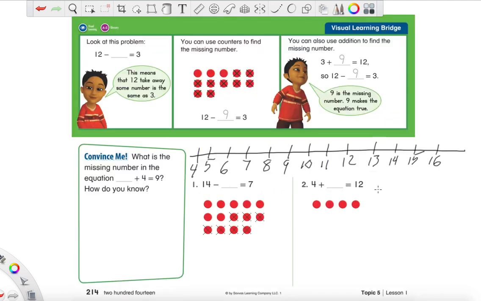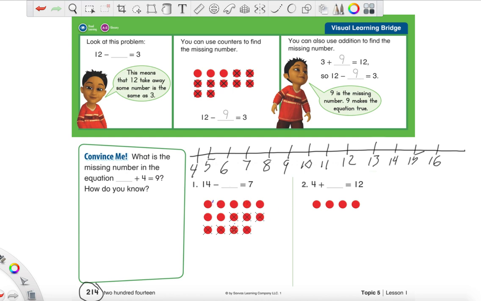All right, here's page 214. Now, I know they kind of did number 1 for us already, but I just want to walk through it with you guys to make sure that you know the steps that you can take. Okay, so we have 14 minus blank equals 7. We need to find that missing number.